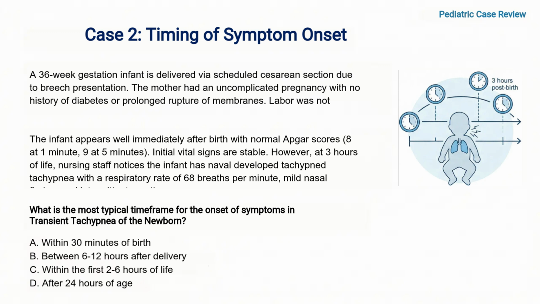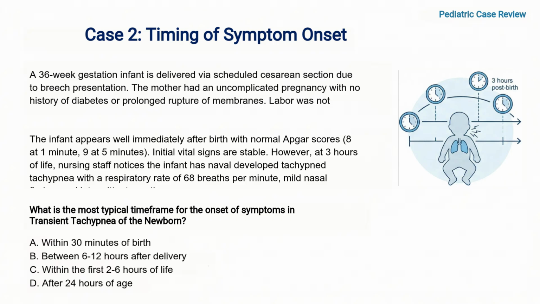Case 2. A 36-week gestation infant is delivered via scheduled cesarean section due to breech presentation. The mother had an uncomplicated pregnancy with no history of diabetes or prolonged rupture of membranes. Labor was not attempted prior to delivery. The infant appears well immediately after birth with normal APGAR scores, 8 at 1 minute and 9 at 5 minutes. Initial vital signs are stable.